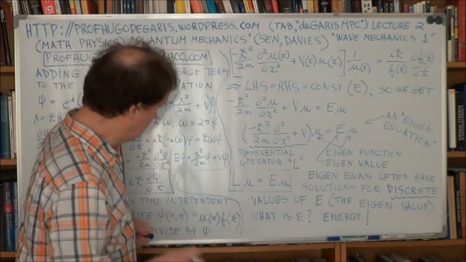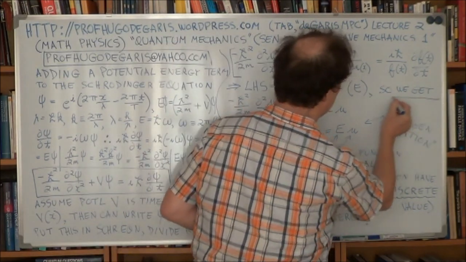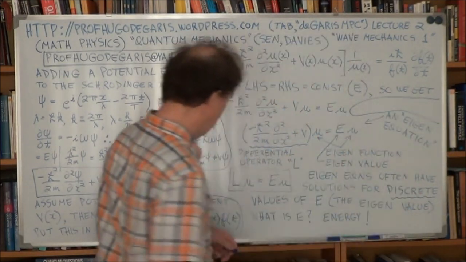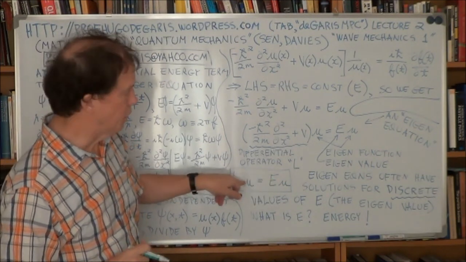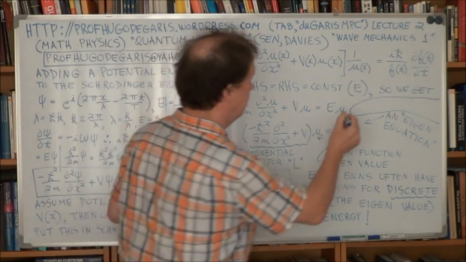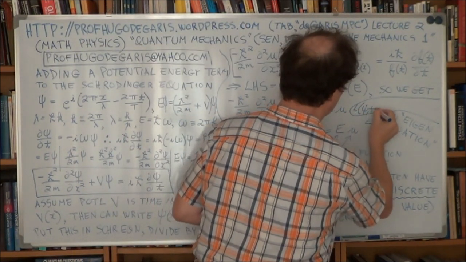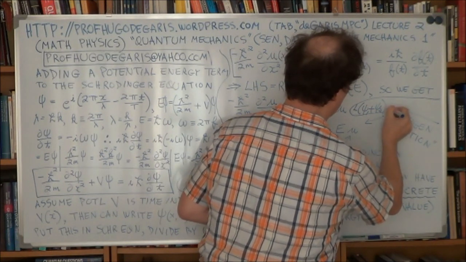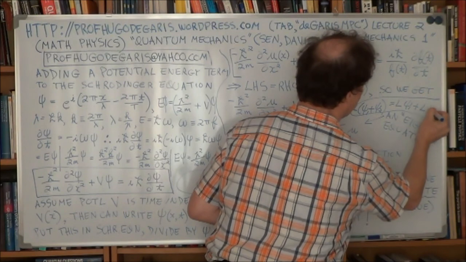Now, there's another thing I could mention. Maybe I'll put it here. This Schrödinger equation, which is an Eigen equation, is linear. Now, what do I mean by that? Well, L of psi 1 plus psi 2 is equal to L psi 1 plus L psi 2.